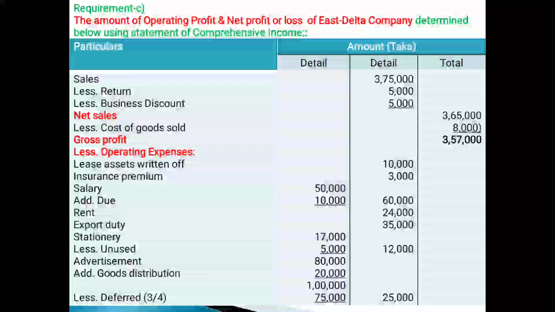Then less deferred. The question says that 1/4 of the total advertisement is to be written off, that is why 3/4 of the advertisement is to be deferred. Now less deferred 3/4 of 1 lakh, that is taka 75,000, and 25,000 is written in the middle column as the net amount of advertisement. Dear students, I think you are writing in a hurry. Now we can go to the next slide.